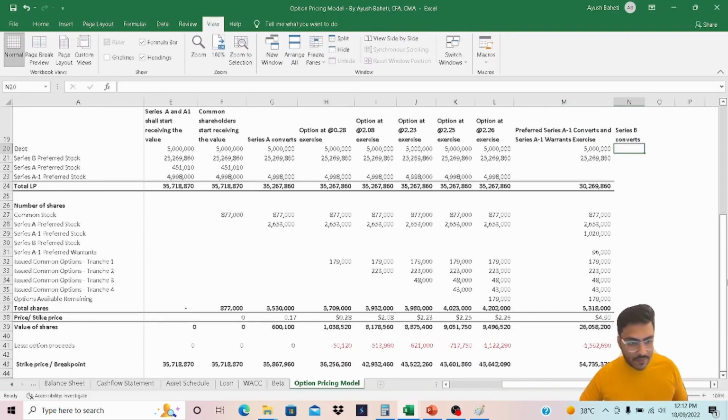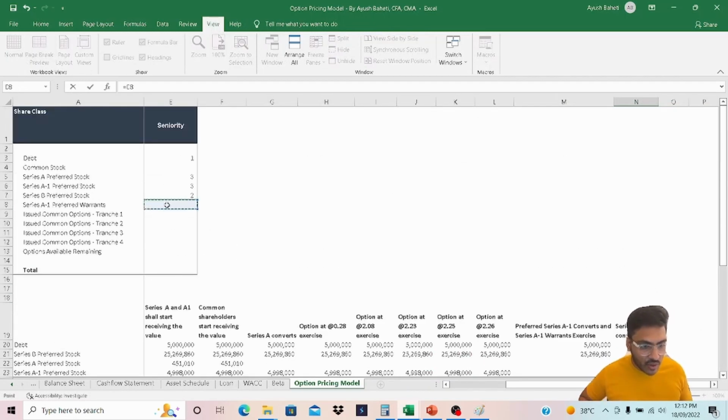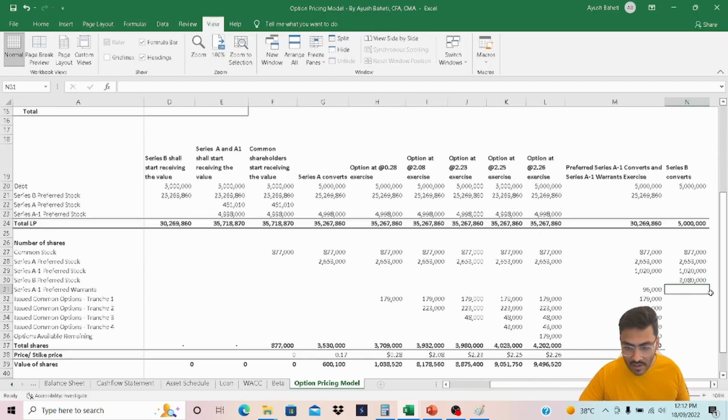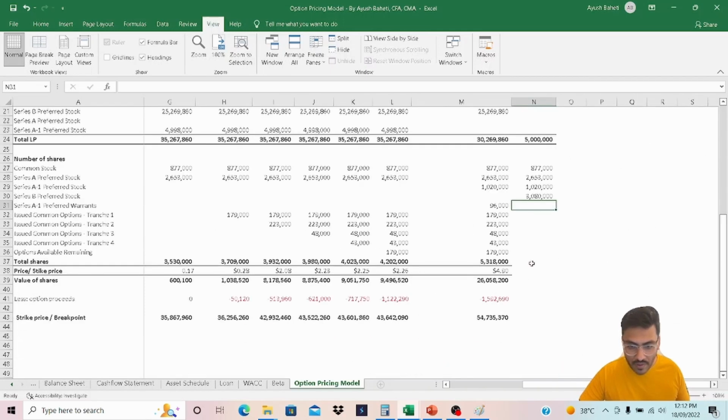Okay, now that is there. Series B, it's converting into equity, so we'll not consider the liquidation preference. So liquidation preference is only pertaining to debt. This is going to remain the same. Now the series B is also participating, so we will link the shares of series B, which is this. Now other than that, all are already participating, so this will be the total number of shares.